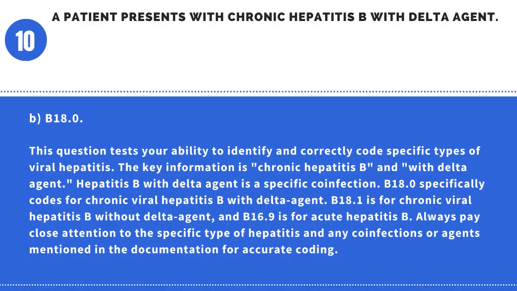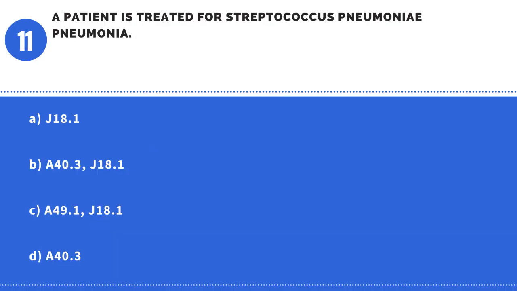The key information is chronic hepatitis B and with delta agent. Hepatitis B with delta agent is a specific co-infection. B18.0 specifically codes for chronic viral hepatitis B with delta agent. B18.1 is for chronic viral hepatitis B without delta agent, and B16.9 is for acute hepatitis B. Always pay close attention to the specific type of hepatitis and any co-infections or agents mentioned in the documentation for accurate coding. Question 11. A patient is treated for Streptococcus pneumoniae pneumonia.